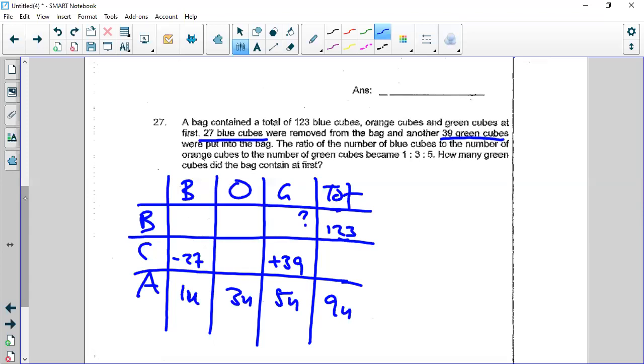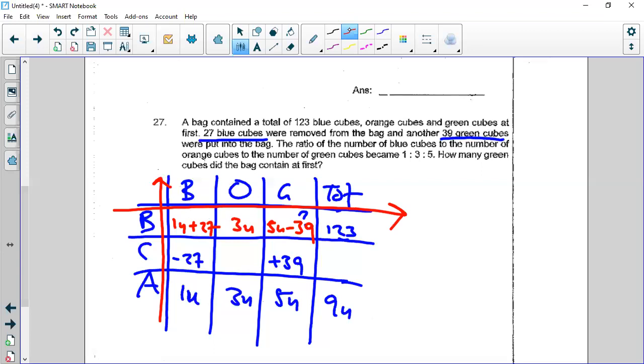Then how to use a table to get your answer? The table can flow backwards. You start from 1 unit of blue. In the end, minus becomes plus, so 1 unit plus 27, working backwards. How about the orange? Unchanged. Then how about the green? Working backwards, start from 5 units in the end, then plus becomes minus 39. The table can flow like that also. So add them all together, it becomes 123. Understand? That's how you use a table.